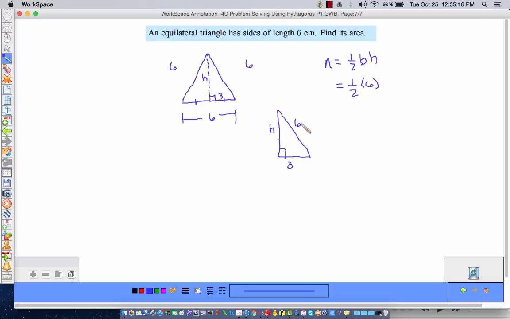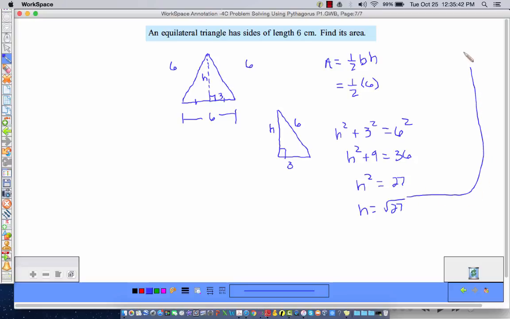This is 3. And this is 6, so that means that h squared plus 3 squared is equal to 6 squared. H squared plus 9 is equal to 36. Subtract 9, h squared is equal to 36 minus 9, which is 27. So h is equal to the square root of 27. And then I can substitute that in for h. So that's 1/2 times 6 times root 27. And if you crank that in your calculator, rounded to three significant figures, 15.6 square centimeters.